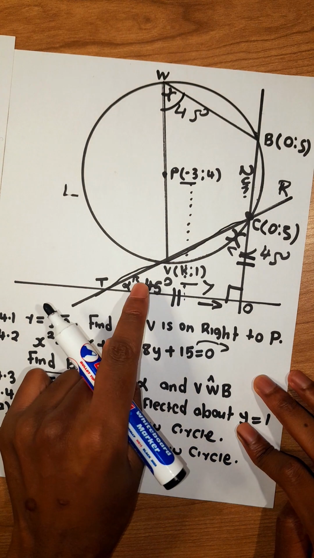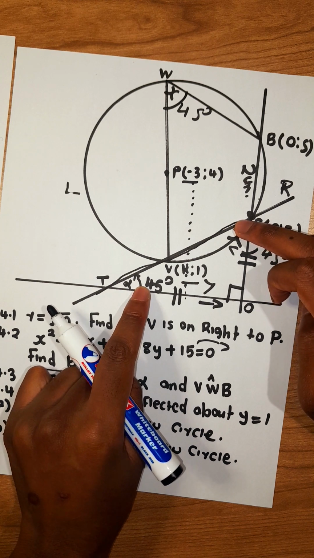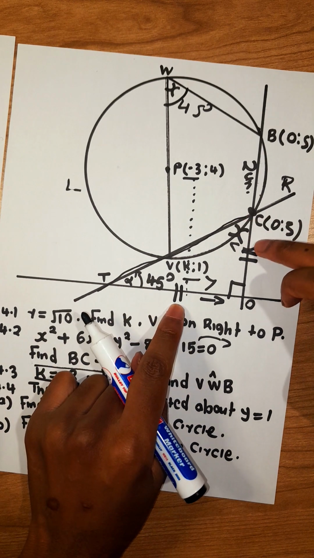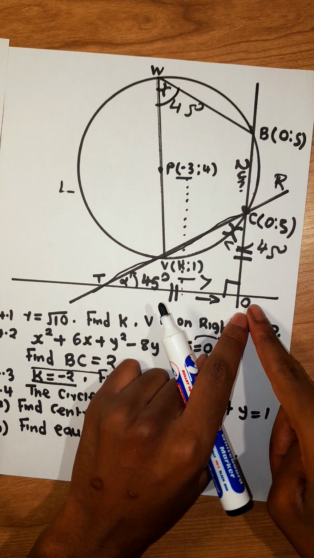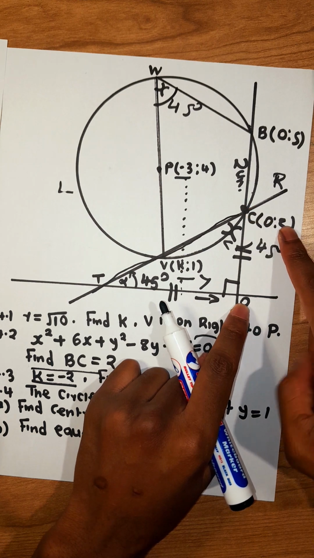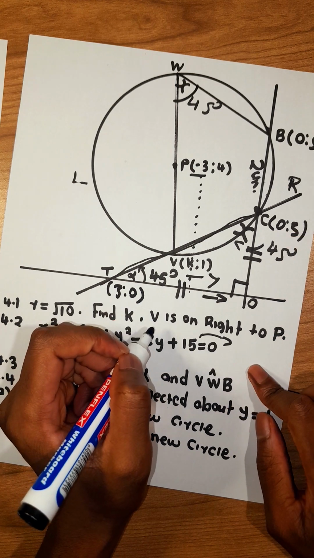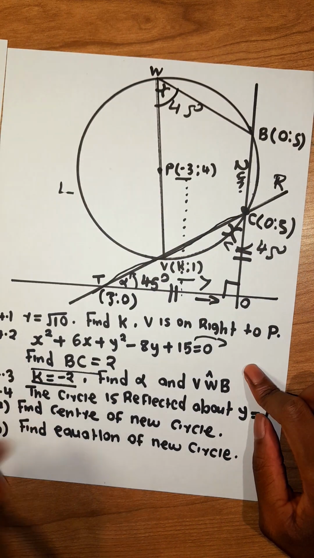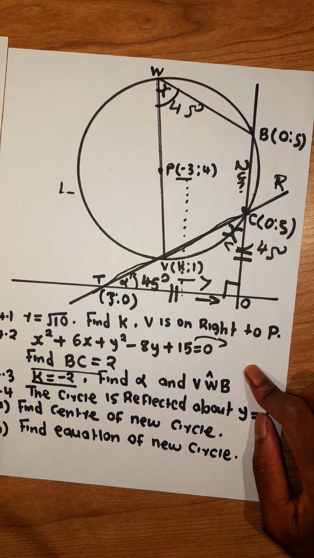So if this angle is 45 and this one is 45, using the theorems in Euclidean geometry, it means that these two lines are actually going to be equal. So in other words, if O goes to C and C is 3, it means that T is going to be (3, 0). So in that way, you have actually found all the sides and almost all the angles of this shape.